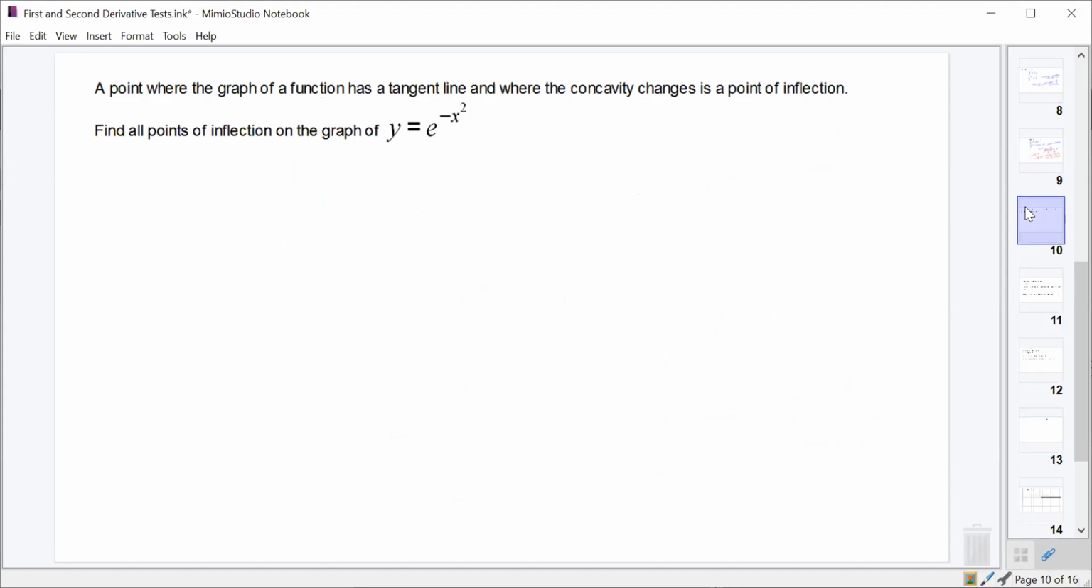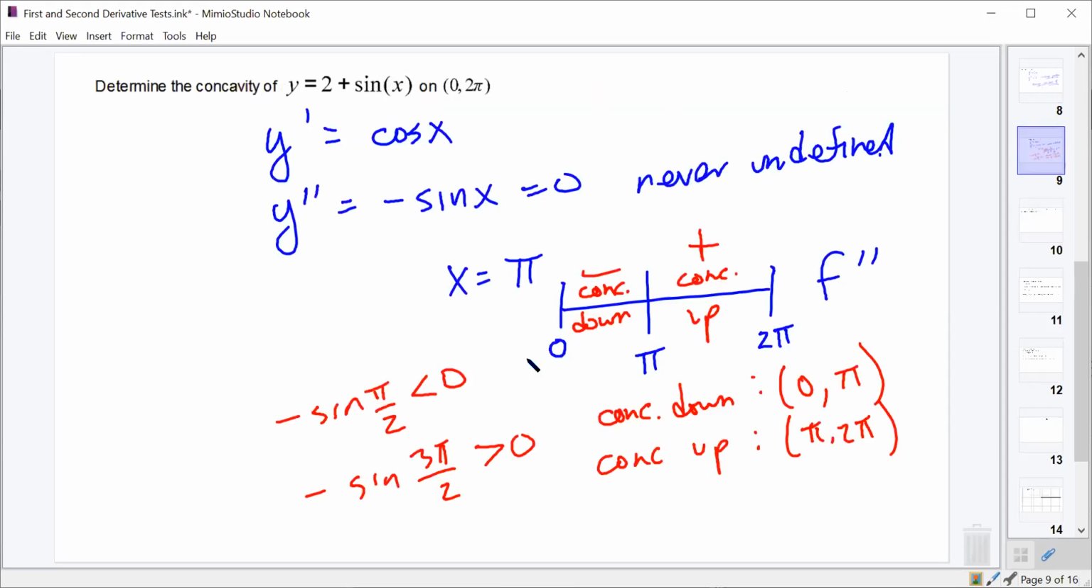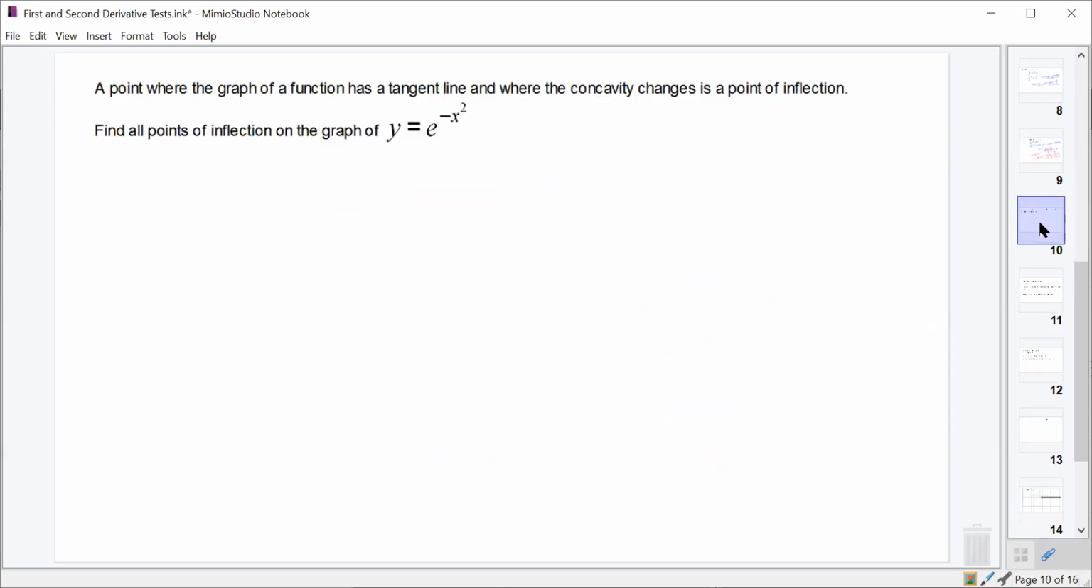All right, so let's take a look at one more here. We're going to try to find points of inflection, and we should be familiar with what points of inflection are, right? Points of inflection are places where the concavity of a function changes. So we're going to look for sign changes in our second derivative. Here we had a sign change at pi, which tells us that we would have had a point of inflection at pi. Okay, so we're going to do the same thing here for y equals e to the negative x squared.